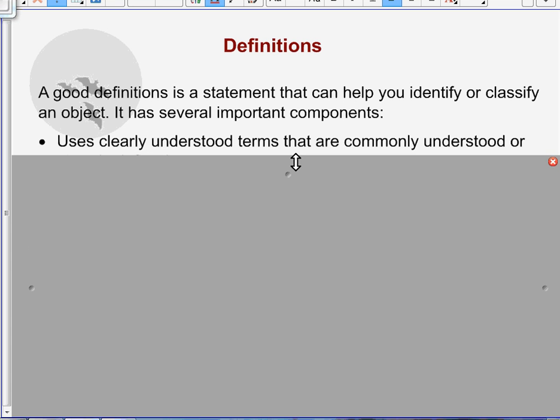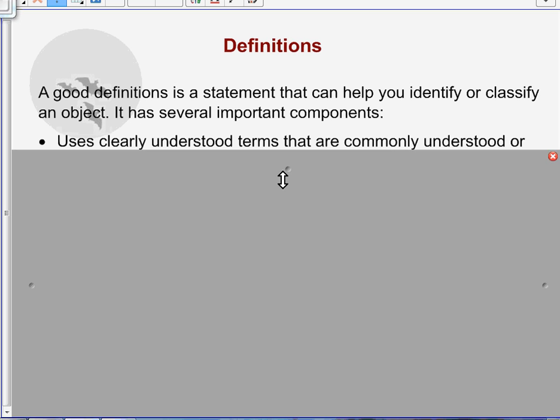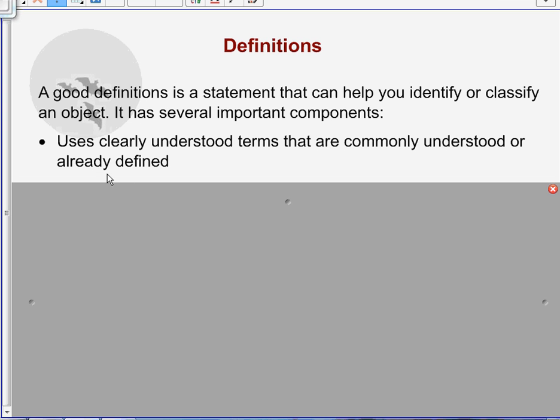Alright, so the second part of our lesson today is talking about definitions. And there are some criteria for creating good definitions. So a good definition is a statement that can help you identify or classify an object. It has several important components. So we're going to go through those right now. The first one is it uses clearly understood terms that are commonly understood or already defined. You don't want to use big words that people are going to have to look up to figure out what your definition is. You want to use common language.